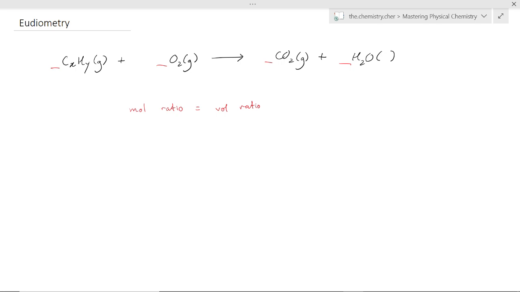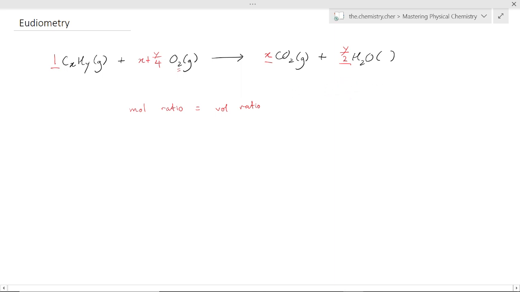The first thing that you need to do for any type of eudiometry question is to balance the equation first. I'm going to walk you through how these equations are balanced. First and foremost, if we consider the coefficient of CxHy to be 1, we will need x CO2. I'm going to balance the carbon first, and after which I'm going to balance the hydrogen, so it will be y over 2 H2O. After that, I'm going to balance my oxygen. Since I have 2x oxygens over here and y over 2 oxygens over here, and since this is O2, this will simply be (2x + y/2) divided by 2, which gives you x + y/4. This is the first thing that you need to do to establish the different mole ratios.